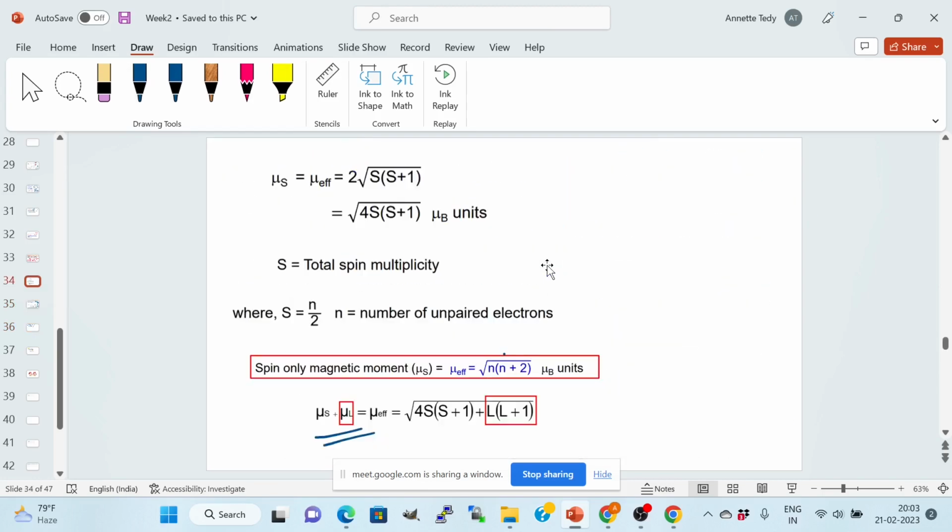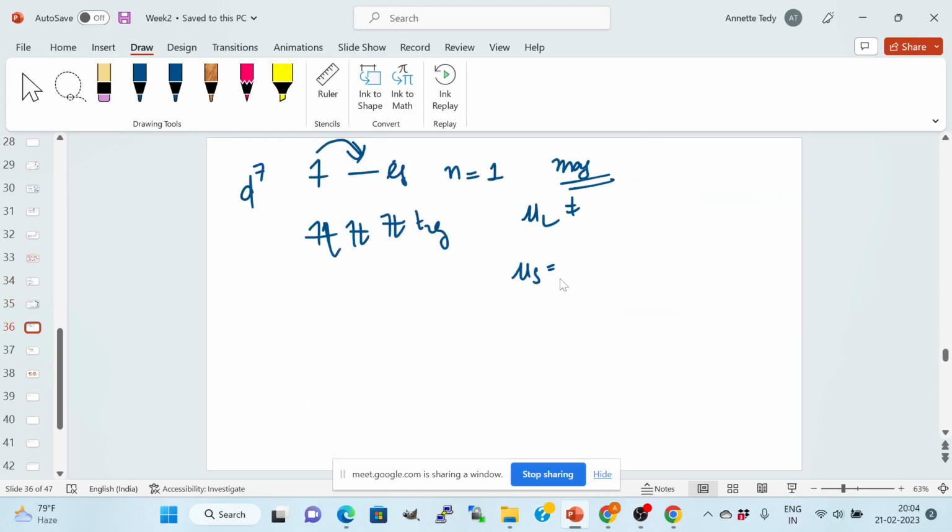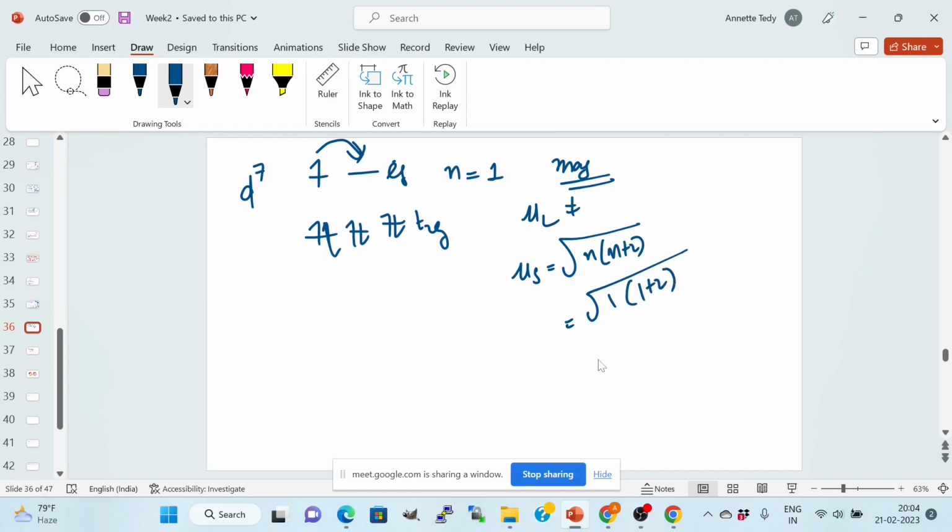Mu S formula was root of n into n plus 2. So just by that, we can calculate the magnetic moment, root of n into n plus 2, which is equal to, n here is 1, so 1 into 1 plus 2, so root of 3. This is the unit, Bohr magneton. So in this case, we don't have to look at the mu L.